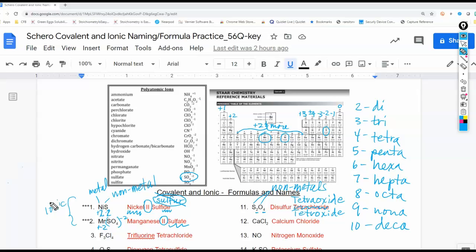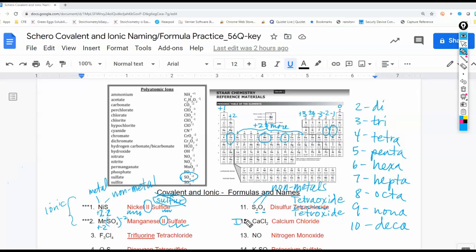Let's go look at number 12. When I look at number 12, I can see that that is made of some calcium and some chlorine. And so that again is a metal and a nonmetal. This one is ionic as well. So we're going to name the name of the metal, calcium, and the name of the nonmetal, chlor, with an -ide on the end.